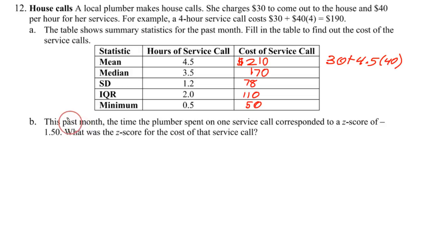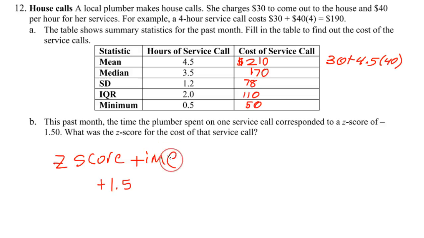Okay, so dissecting this, it says the time the plumber spent on one service call corresponds to a z-score of 1.5. Okay, so that tells me that the z-score for time is positive 1.5. They want to know what's the z-score for the cost. Okay, well that means I need to turn this time z-score into a cost.